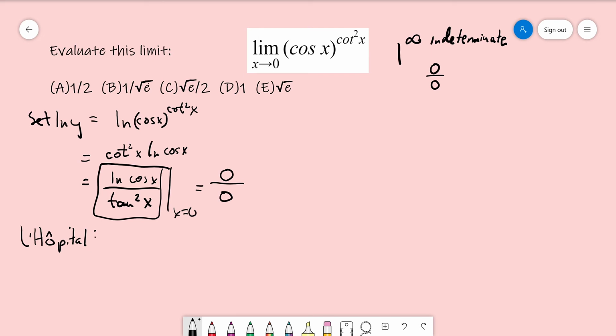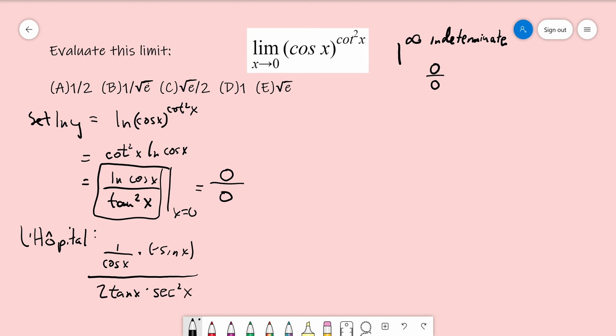So now, in order to apply L'Hopital's rule, we have to take the derivative of the numerator. So what's the derivative of the log of cosine of x? Well, derivative of log is 1 over whatever you're taking the log of. So that's going to be 1 over cosine x. And then chain rule, so we have to take the derivative of cosine x, which is negative sine x. And we're going to have to divide all of this by the derivative of tangent squared, which is 2 times tangent x times the derivative of tangent, which is secant squared x.